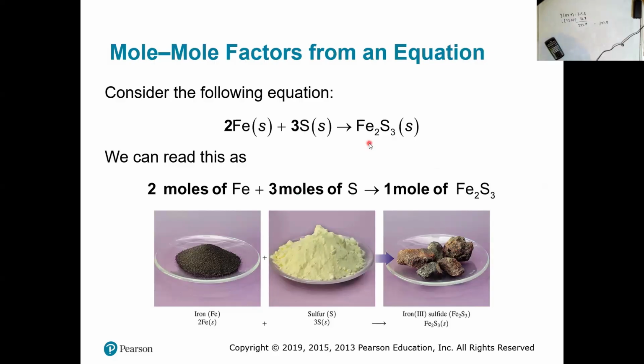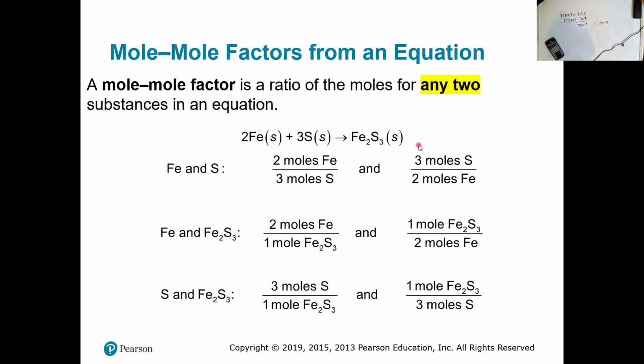So we want to be able to look at any balanced equation. The first thing that we want to be able to do is look at these coefficients that are out in front. You'll notice that when there's no coefficient out in front, we are going to assume that the number 1 is present here. And we can read these coefficients as mole values. We can also write these coefficients as equalities, and we can turn them into conversion factors.